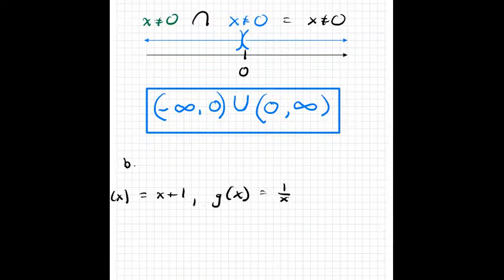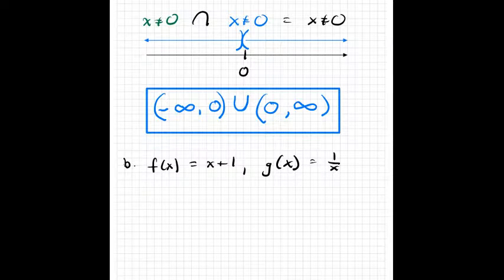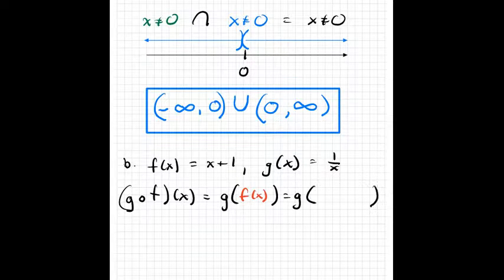So then B asks us to do g compose f of x, right? So we basically just reverse the order. Again, what does this mean? This means g of f of x. So now f of x is our inside function. So this is going to be g of f of x, where f of x is x plus 1. So then what we're going to do is rewrite g of x and replace all the x's with the red thing. So the final result is going to be 1 over x plus 1.